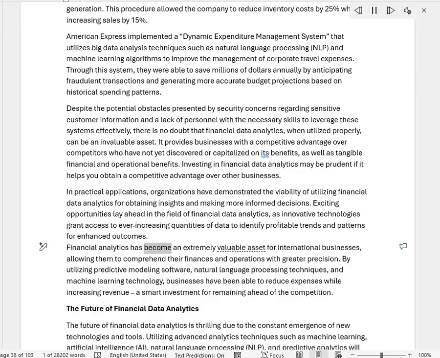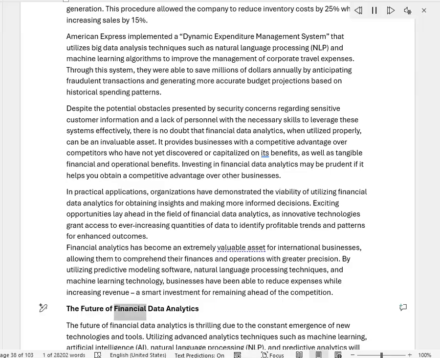Financial analytics has become an extremely valuable asset for international businesses, allowing them to comprehend their finances and operations with greater precision. By utilizing predictive modeling software, natural language processing techniques, and machine learning technology, businesses have been able to reduce expenses while increasing revenue, a smart investment for remaining ahead of the competition.